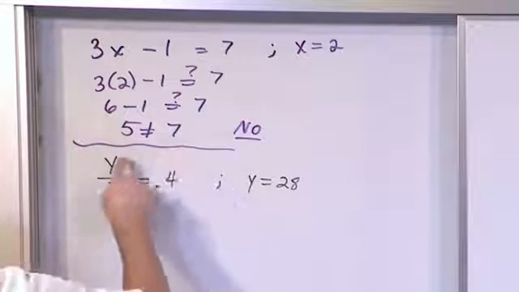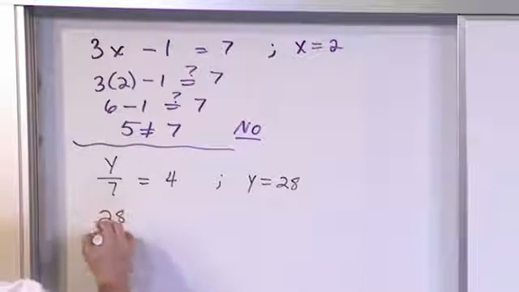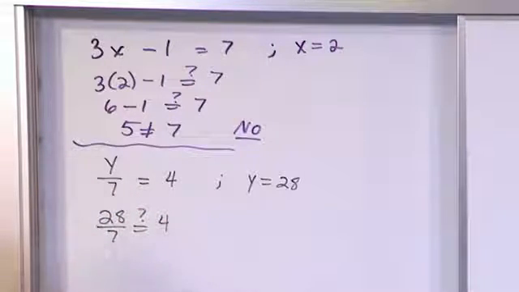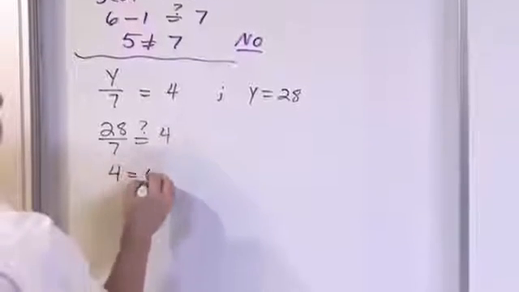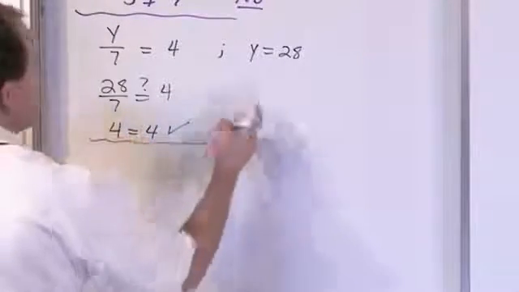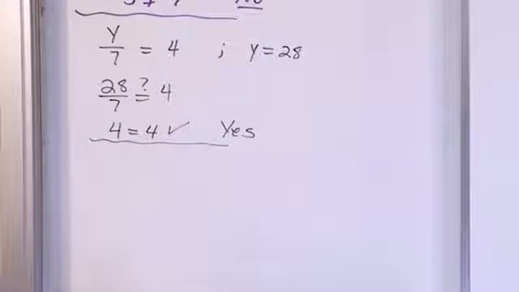So let's take the value of y and stick it in here. 28 divided by 7 equals, with a question mark, 4. 28 divided by 7 is 4. So in fact, it does satisfy the equation. Yes, this is the solution. y is equal to 28.